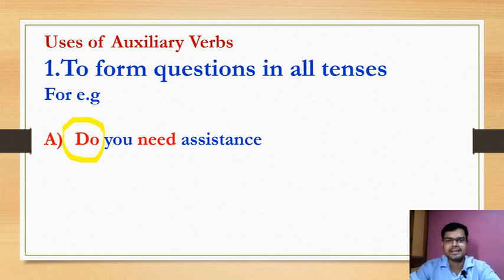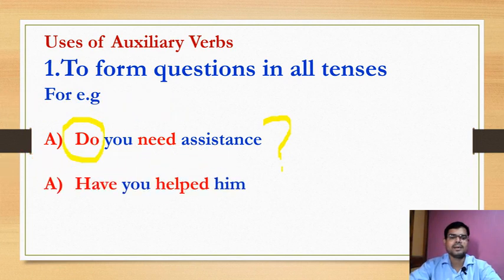We have already seen tenses, correct? In present tense we can use do and does, and in past tense we can use was and were and did, correct? So here we use this "do" in "Do you need assistance?" for making a question, correct? Now second example, you can see "Have you helped them?" We can use "have" also for framing a question. Here we need to put a question mark, correct?